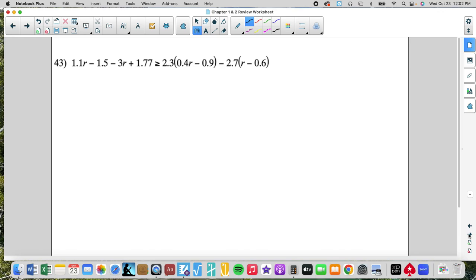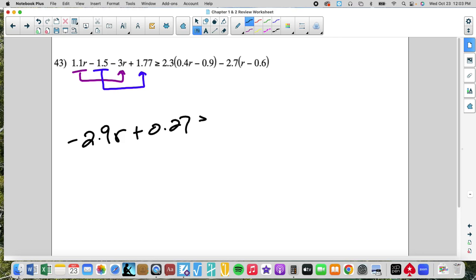All right, let's look at this left side. Let's combine like terms. Like terms on the same side. So we're going to combine those. So that leaves me with -2.9r, and this is going to be +0.27 is greater than or equal to.